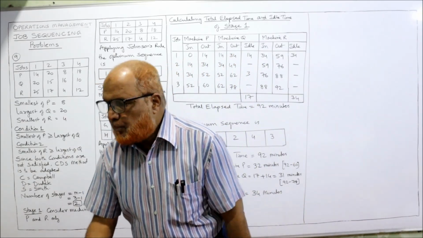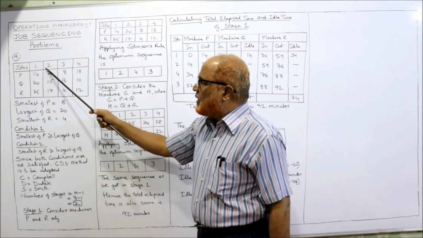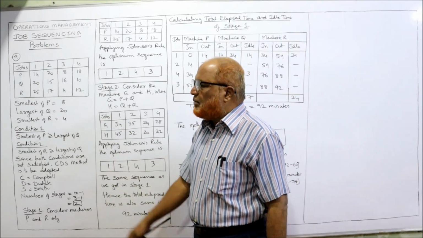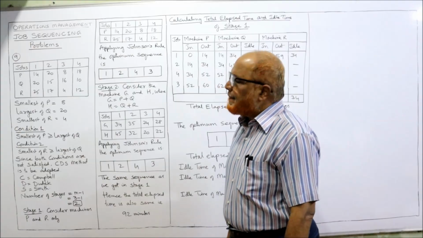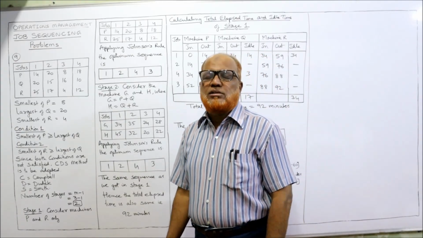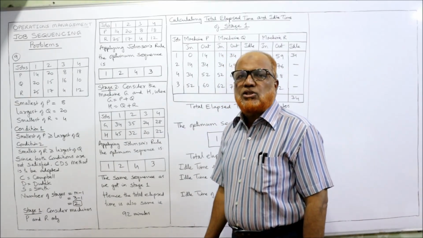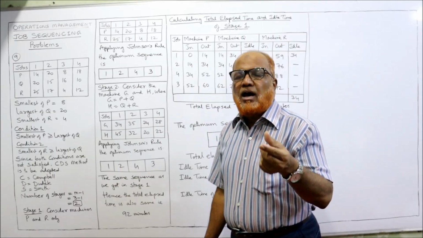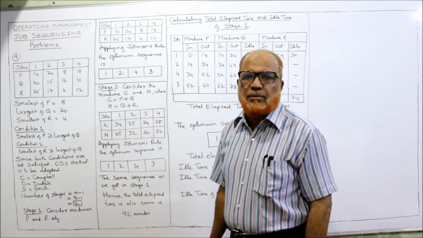So first of all, we'll put the data, whatever is given: jobs 1, 2, 3, 4, machines P, Q, R, and these are the processing times in minutes given. Now, before applying the technique, we have to check the conditions. The condition is the smallest of the first machine, the largest of the second machine, and the smallest of the third machine.